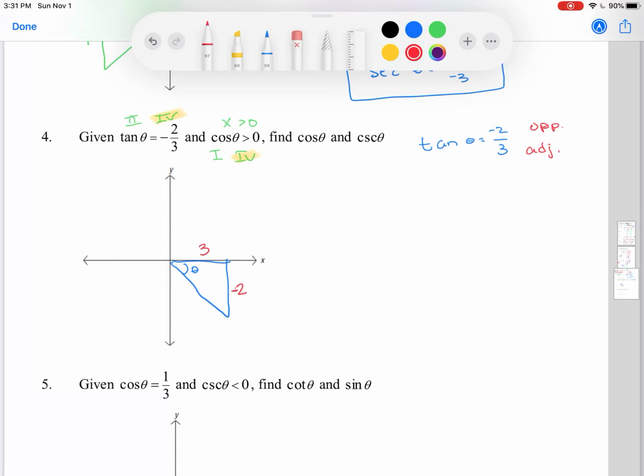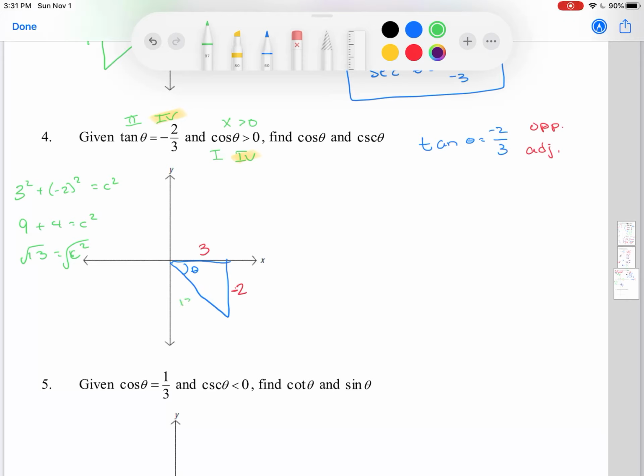Well, it's asking me this time for 2 trig functions. I need my cosine and I need my cosecant. This one's tricky. Cosine and cosecant do not pair together. Be mindful of that. All right. So I have 3 and -2.